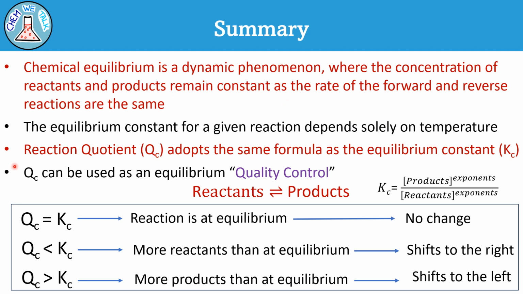Okay. And lastly, we defined the concept of reaction quotient, QC, which adopts exactly the same formula as the Kc equilibrium constant, but QC can be used as a quality control by comparing it to Kc. So when QC equals Kc, the reaction is at equilibrium, so no change is observed. When QC is less than Kc, there are more reactants than you should have at equilibrium, so the reaction shifts to the right. When QC is larger than Kc, it is the opposite scenario where you have more products currently than you should have at equilibrium, so the reaction shifts to the left, to consume those products.